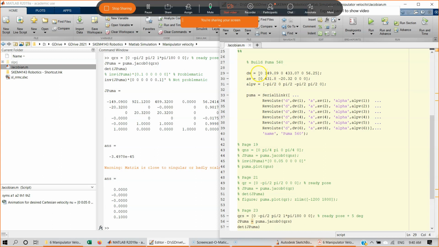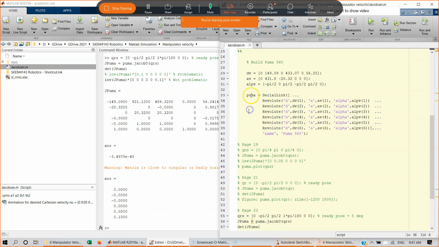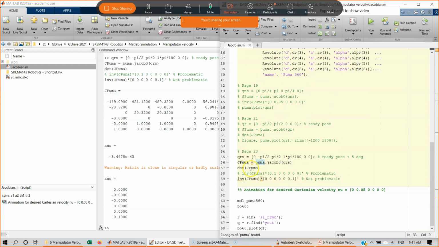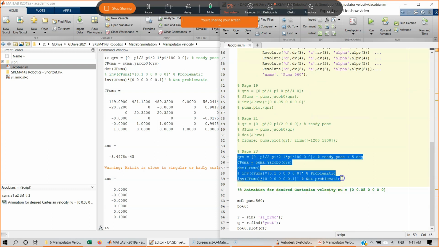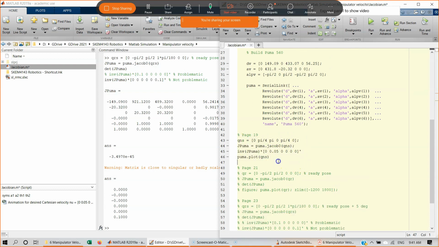Okay, good. So these are the DH parameters, and then you call a function called SerialLink, and inside that function you have to call another function called Revolute, indicating that you have a rotary or revolute joint. Then you save your robot as Puma. Let me comment this out. Control R, Control T is to uncomment. Okay, so I've built my robot.